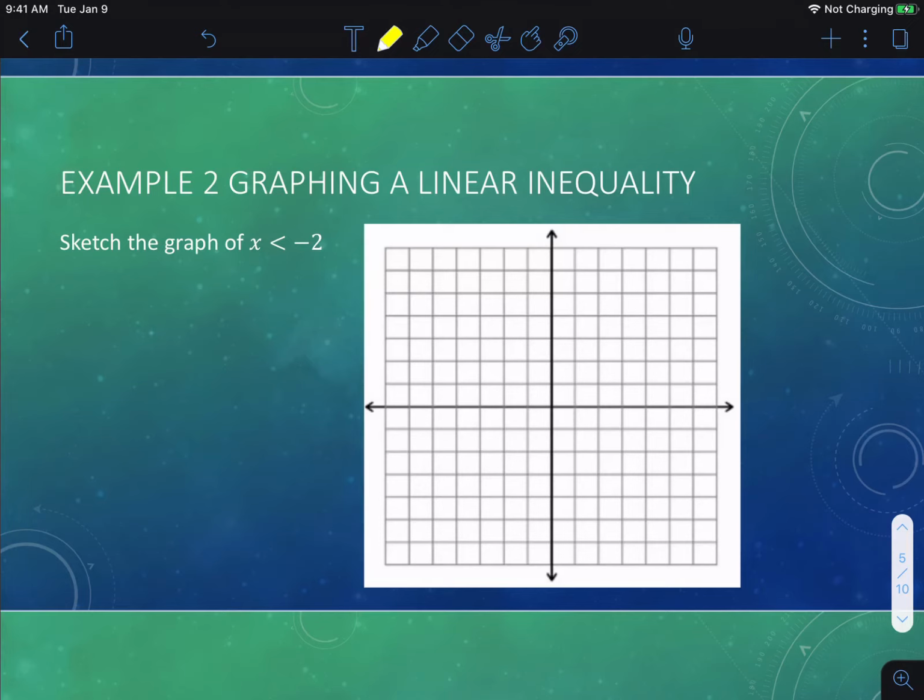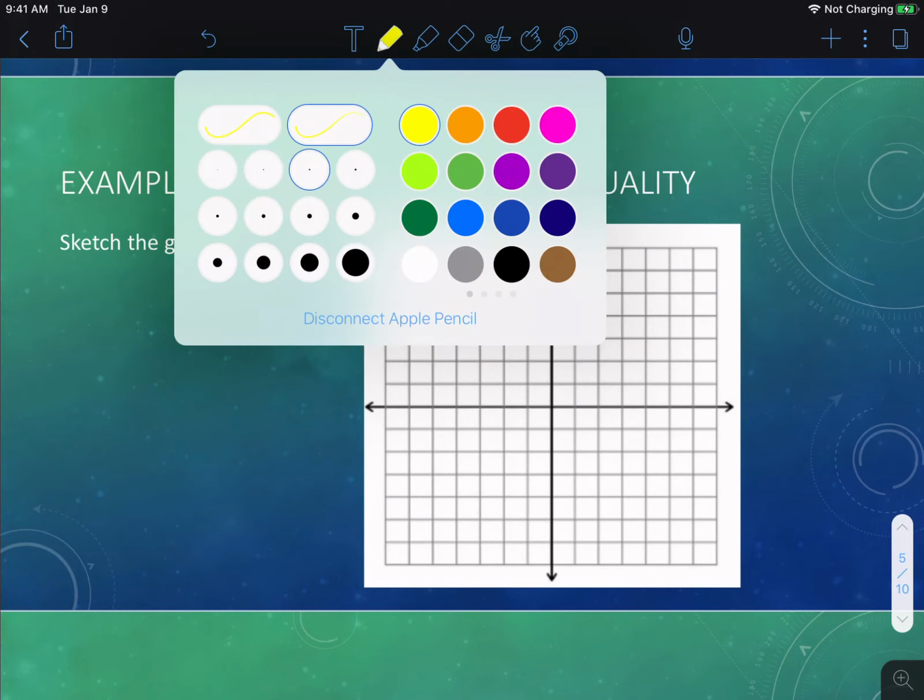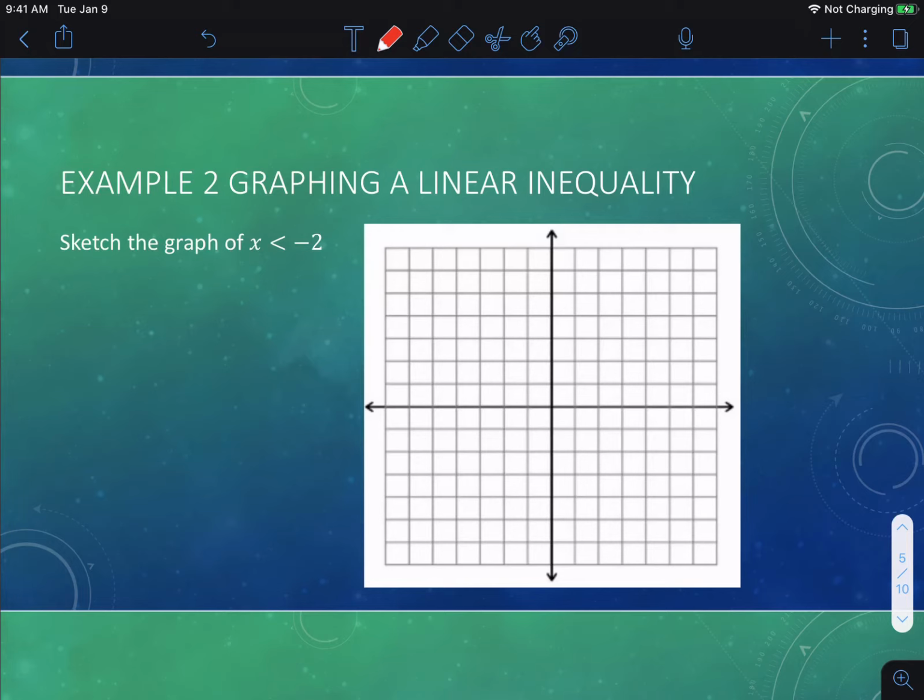Now let's take what we've just talked about and do example 2, graphing a linear inequality. We're being asked to sketch the graph of x is less than -2. So we need to start off by graphing x is less than -2. Now remember, that's going to take using a dashed line because we're only talking about less than and not less than or equal to. So if we call this -1 and -2, then I'm going to put a dashed line right at -2. And then if you feel the need to, we can figure out a test point.